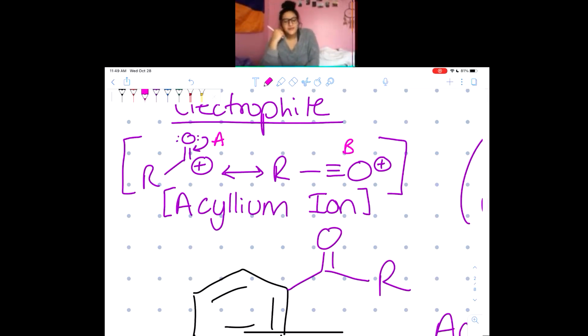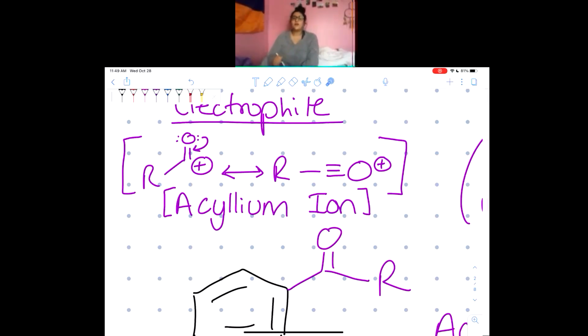B, exactly, and that is because oxygen is better at holding its charge. So this one is the one that we usually draw because it's more reactive, and this one is more stable because oxygen is holding the charge.